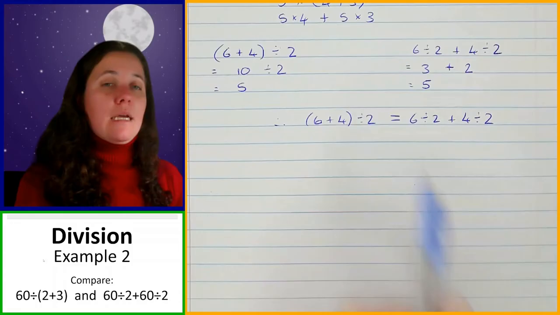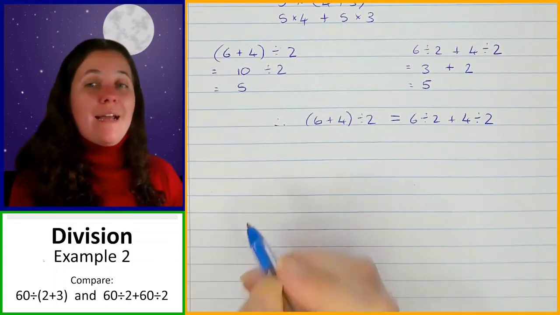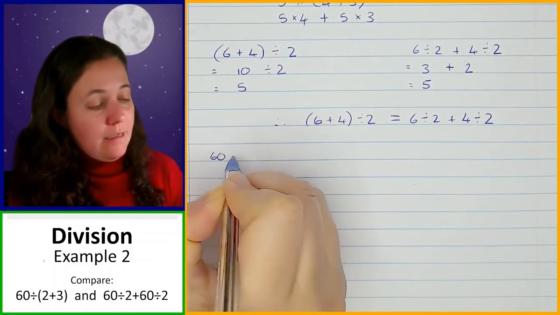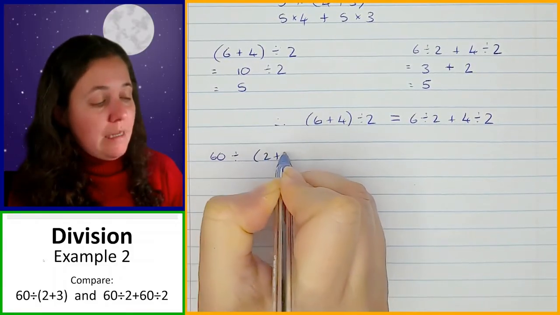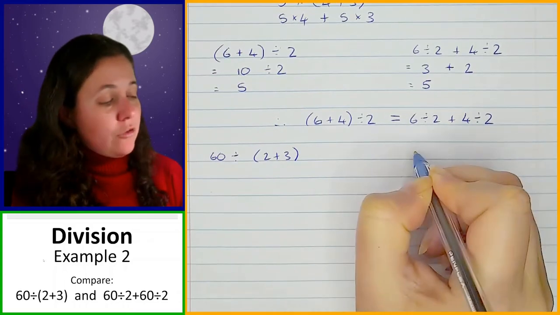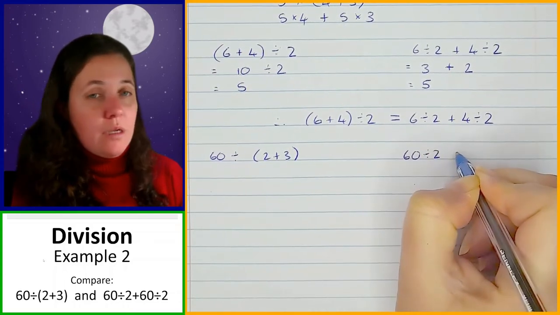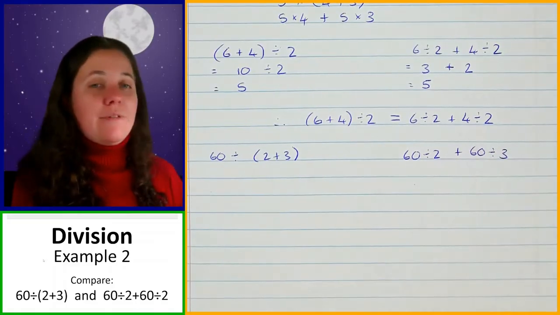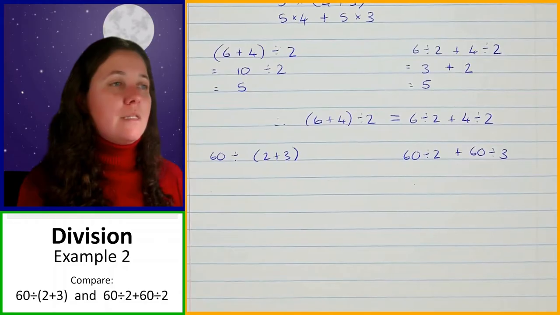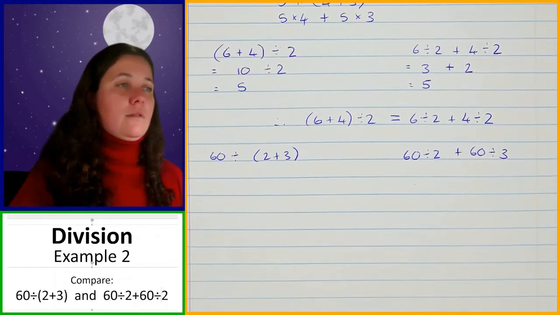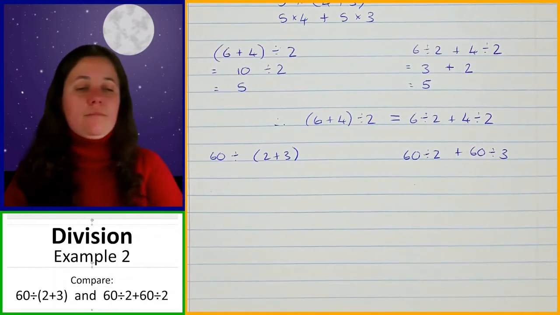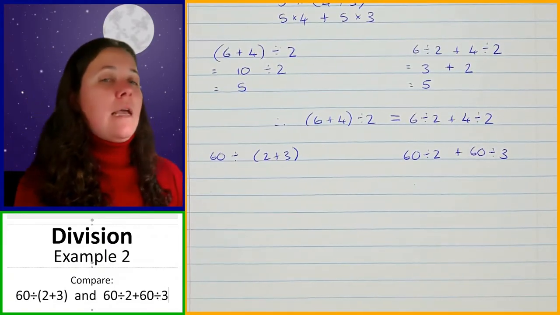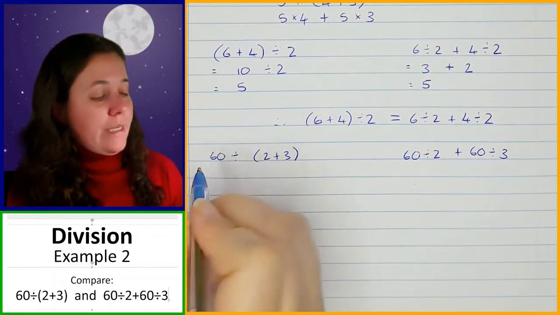But in this case, I've got the division where the bracket is after the division sign. So here I've got 60 divided by 2 plus 3, and I've got 60 divided by 2 plus 60, that should be divided by 3. Okay, 60 divided by 3. Let's change that. There we go. Okay, so 60 divided by 3. So now we are going to work this out.